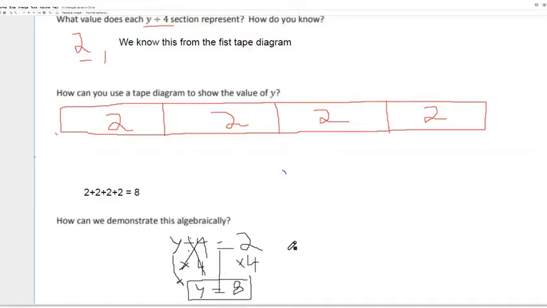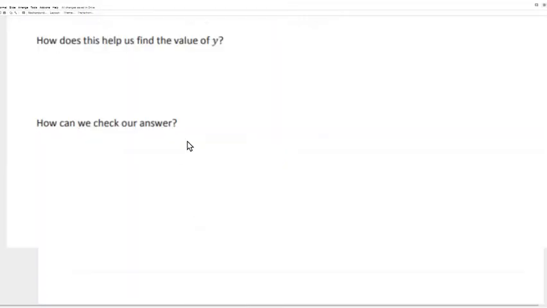Okay, so we're using the inverse operation again to simply solve. And of course, that's what we got when we used the tape diagram. So here's algebraically, here's using a tape diagram. All right, so last part here, very similar to what we did. How does this help us find the value of y?